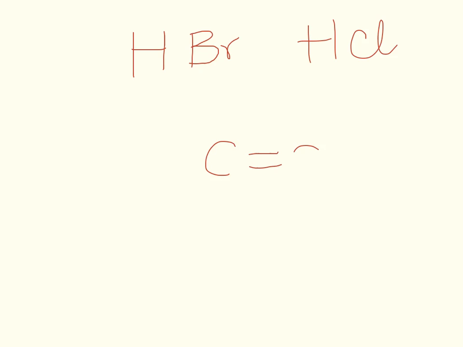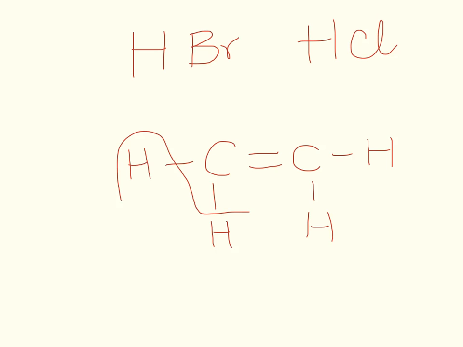In the previous video, we talked about addition of hydrogen halide to alkene. And we worked out an example where we had a symmetrical alkene, as in they had the same number of hydrogens on either of the carbons that had double bonds.